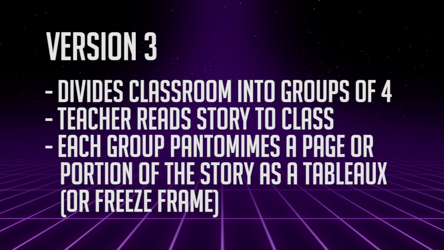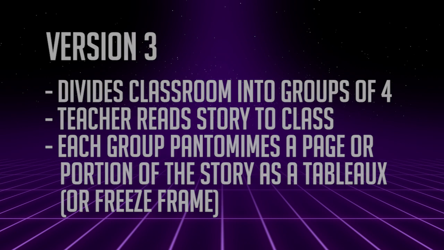Version 3 divides the classroom again into groups of 4. The teacher reads the story and the 4 students from each group will pantomime or tableau a specific either page or section of the story. So rather than specific actions being created for the story, they're acting out either a specific page and kind of creating a tableau or a freeze version of a single page or a portion of the story.